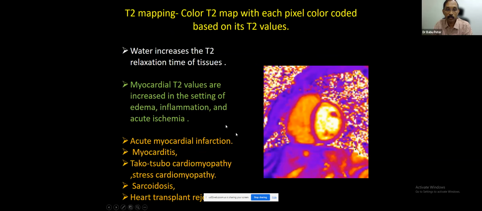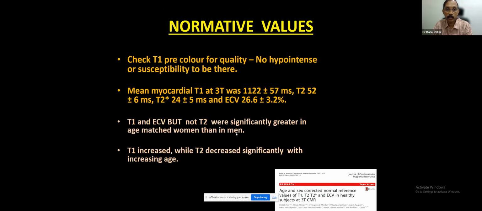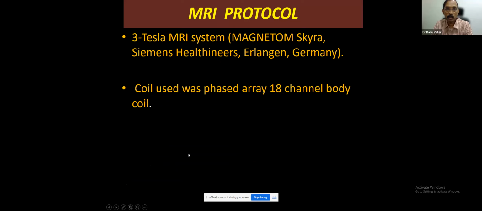What are the conditions that increase T2 values? Acute myocardial infarction, myocarditis, cardiomyopathies, stress cardiomyopathy, sarcoidosis, and cardiac transplant rejection. These again have been covered by Dr. Nori.